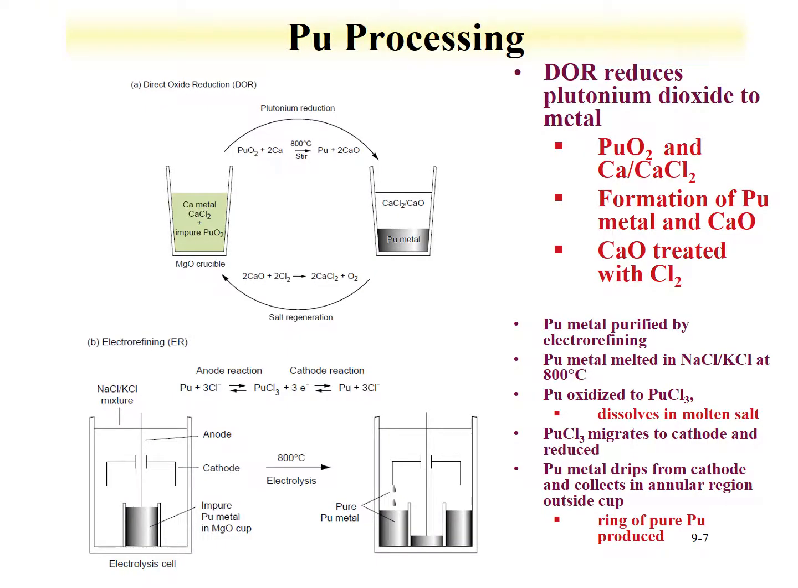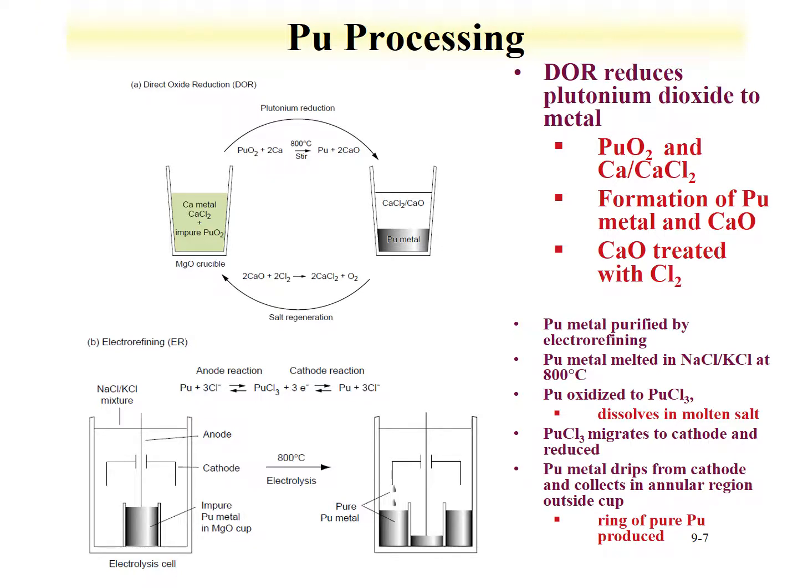Plutonium metal can also be formed based on similar processes described for uranium metal. An example here is the direct oxide reduction, in which plutonium dioxide is added to a calcium metal, calcium chloride solution. We get a reduction of plutonium from the dioxide to the metallic state, giving impure plutonium metal. We form calcium oxide. This calcium oxide can be recycled by treating it with chlorine gas, forming calcium dichloride. Again, this can then be reintroduced into the system for producing more plutonium metal.